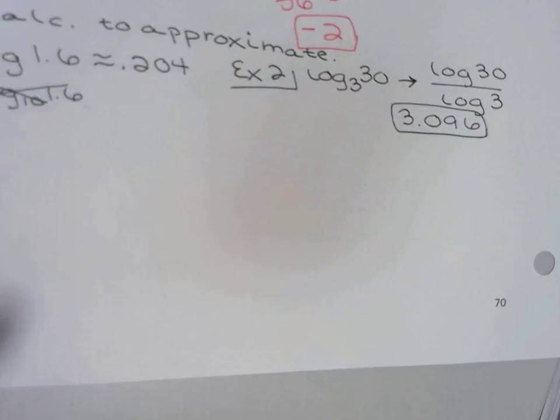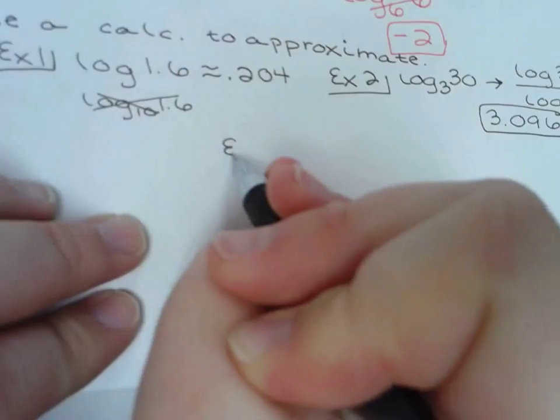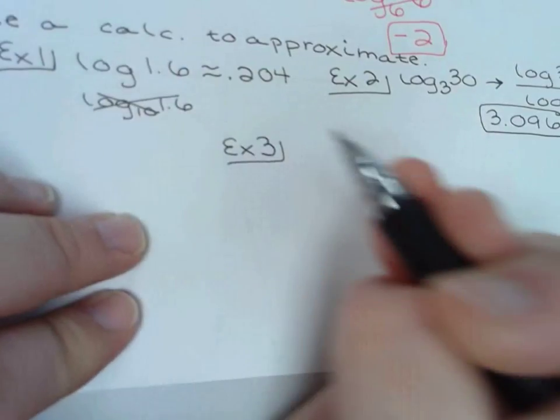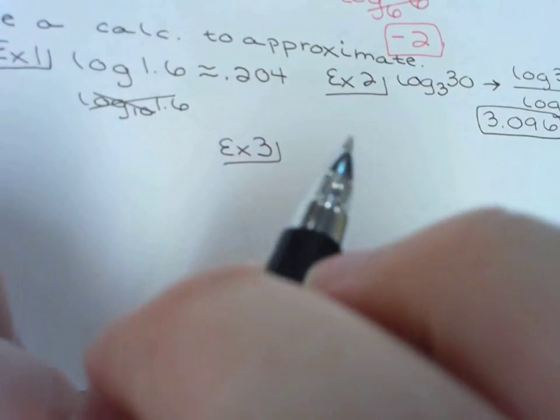Okay, and then a last one. What if we have one like this? This is going to be ln. Now this is ln.